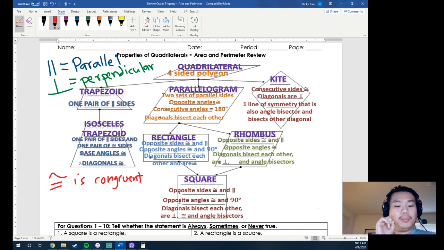So going over the properties of quadrilaterals, every quadrilateral has four sides. Trapezoids' only distinctive property is that one pair of sides is parallel. Now, isosceles trapezoids also have one pair of parallel sides and one pair of congruent sides. The pair of parallel sides and the congruent sides are not the same sides.